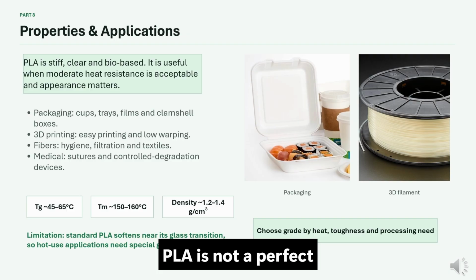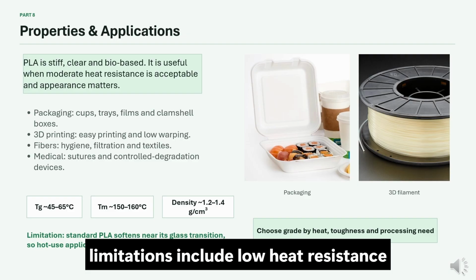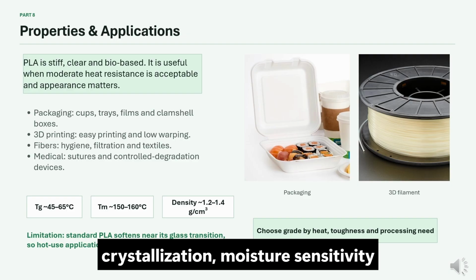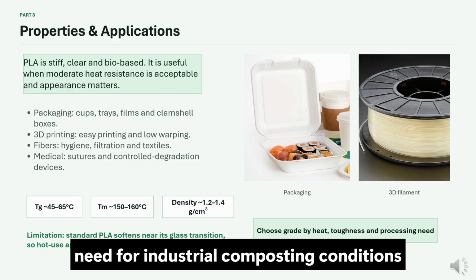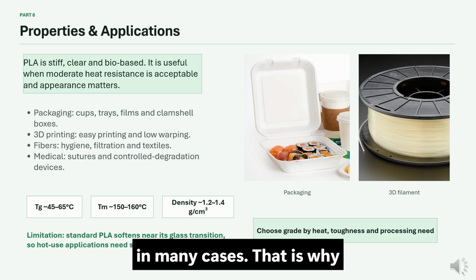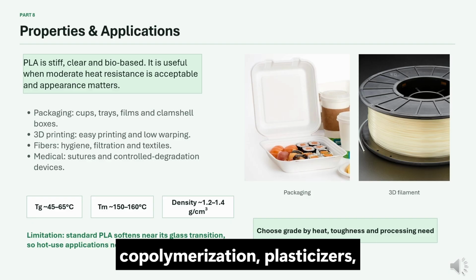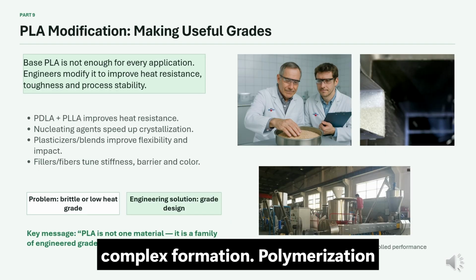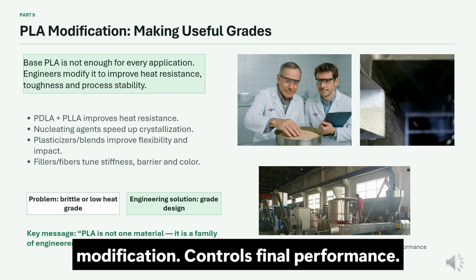But PLA is not a perfect replacement for all plastics. Its limitations include low heat resistance in standard grades, brittleness, slow crystallization, moisture sensitivity during processing, limited toughness, and need for industrial composting conditions in many cases. That is why PLA is often modified by blending, copolymerization, plasticizers, nucleating agents, fillers, or stereocomplex formation. Polymerization technique controls the base polymer, but modification controls final performance.